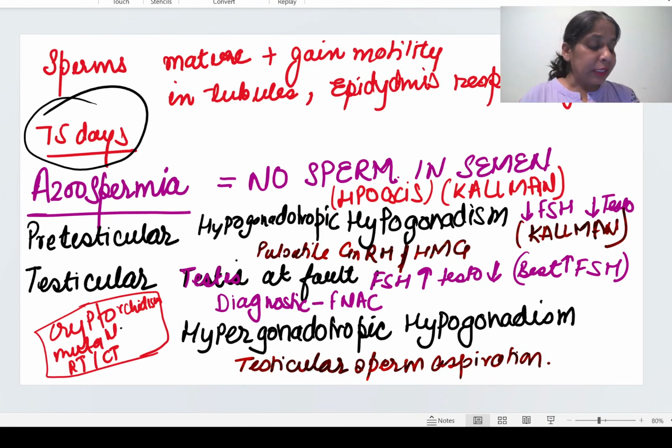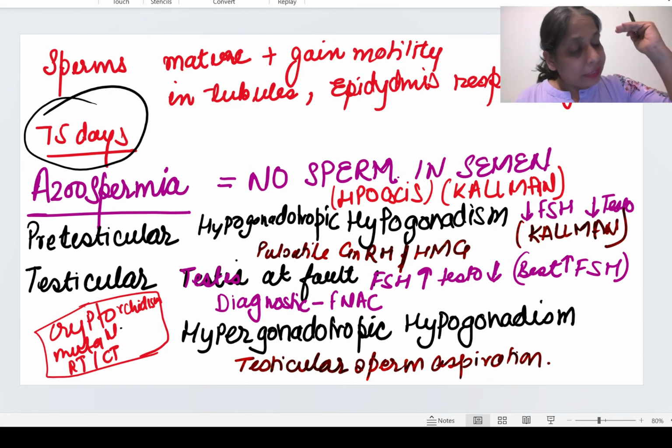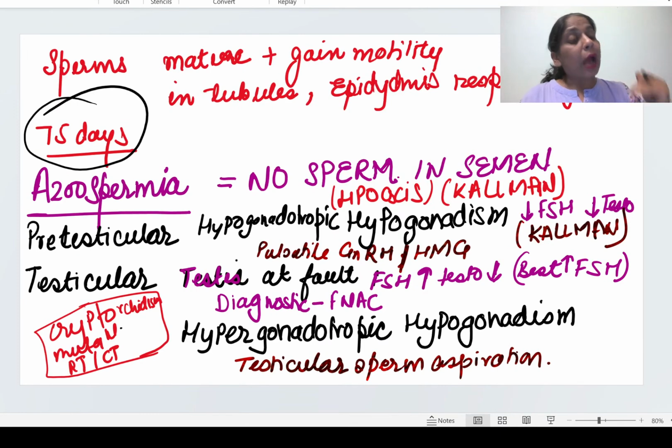Now let us study azoospermia. A lot of questions are coming on azoospermia. If they tell you that an azoospermic male has giantism, gynecomastia, and central obesity, then it is Klinefelter syndrome. Now, how to diagnose azoospermia? Azoospermia means there is semen but there is no sperm, zero sperm. It can be of three types: pre-testicular, testicular, and post-testicular. Pre-testicular means that the defect is above the testes.